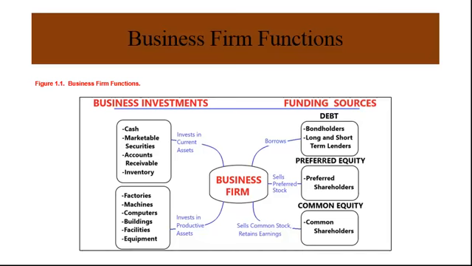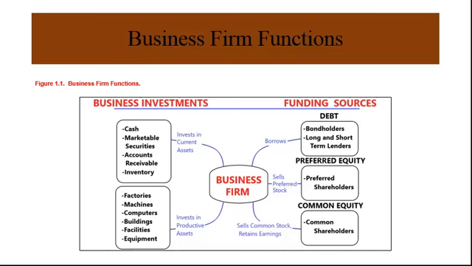As we've said before, businesses do basically two things. They raise money and they allocate those funds toward business assets. This is illustrated in accounting by looking at the balance sheet. On the right-hand side of the balance sheet, you have funding sources. On the left-hand side, you have business investments. Figure 1.1 in the notes illustrates this.